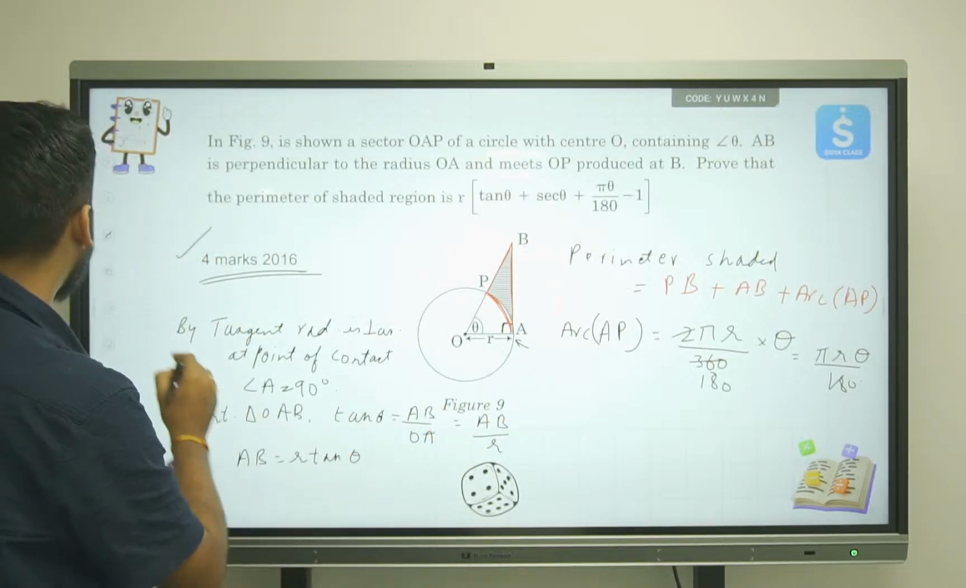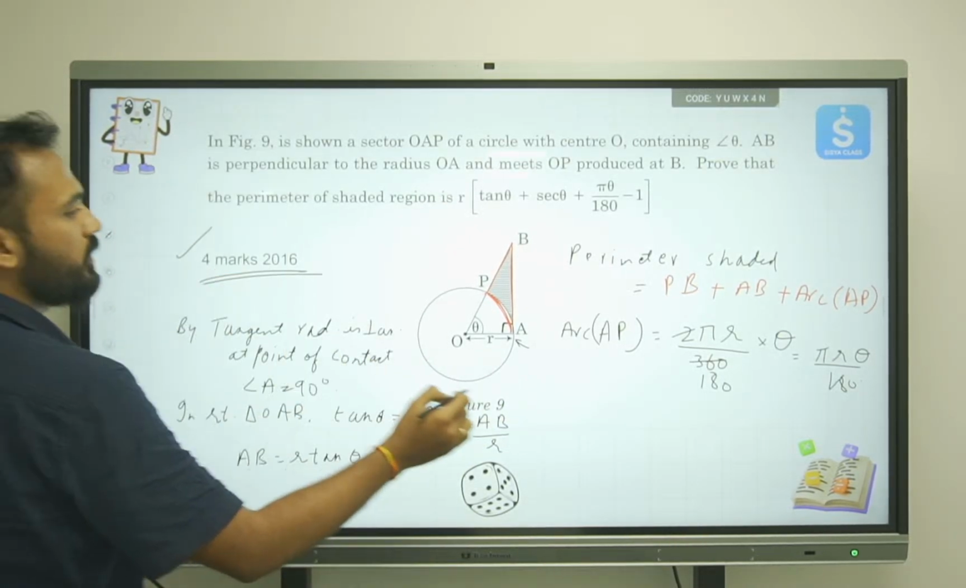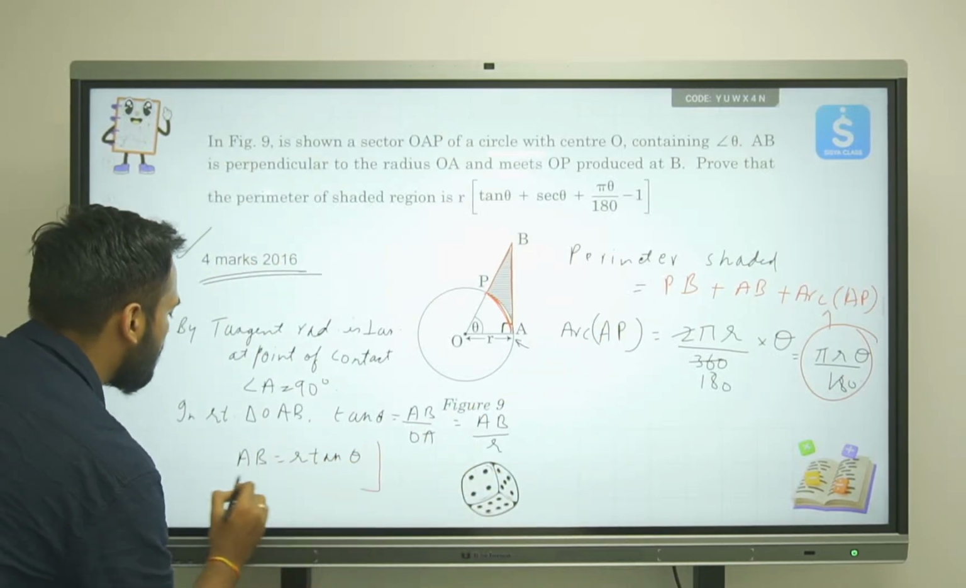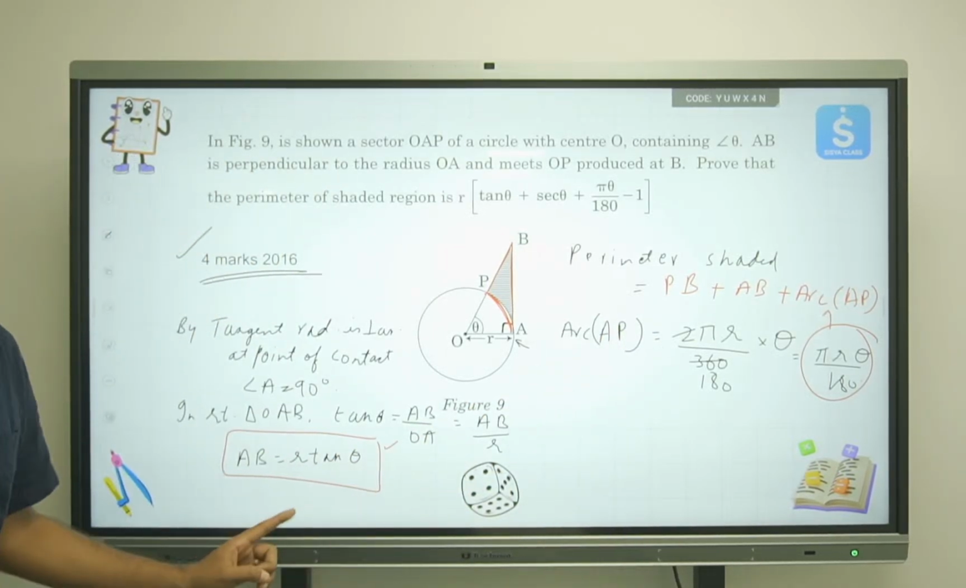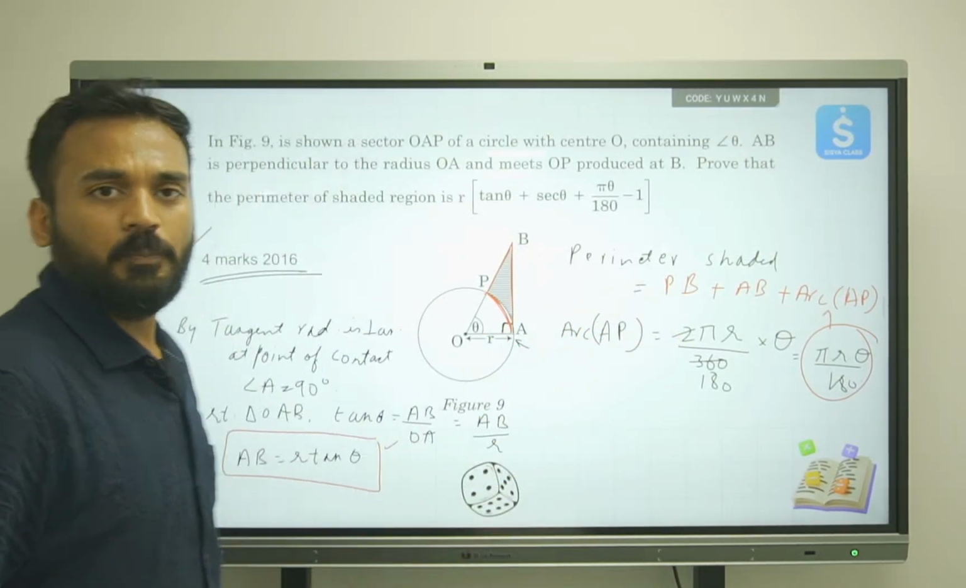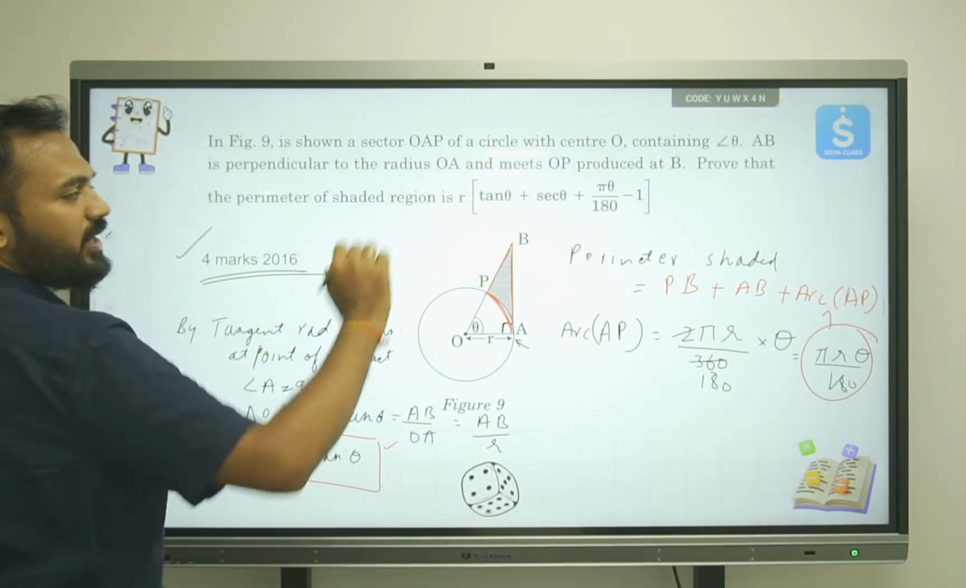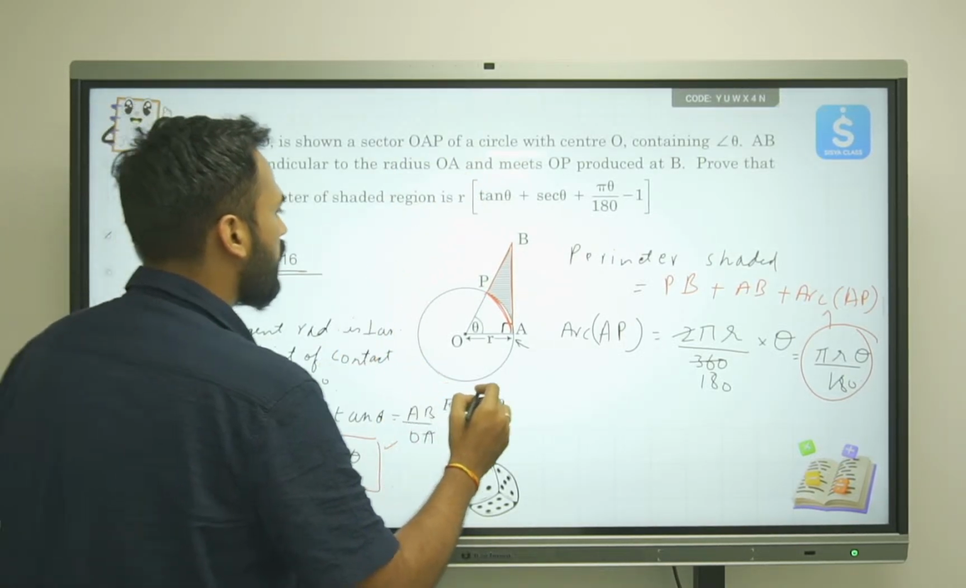Two values we have found out. One value is this, which we'll be putting over here. Second value is about AB, which is R times tan theta. Two things got. PB, how will we find out PB? Sir, cos theta or secant of theta, because secant of theta is there, right? Let's take secant of theta. What is secant of theta?